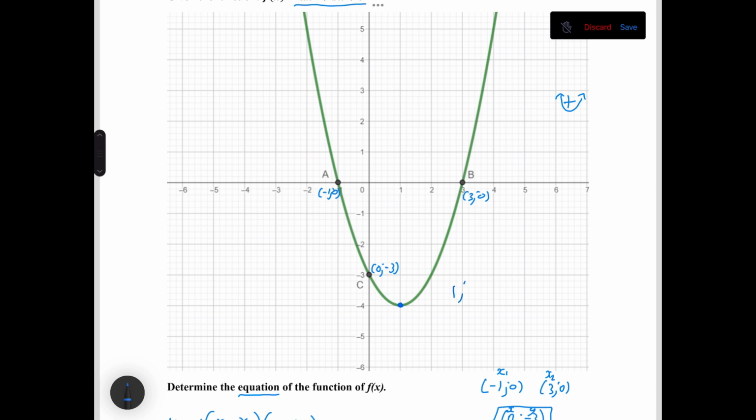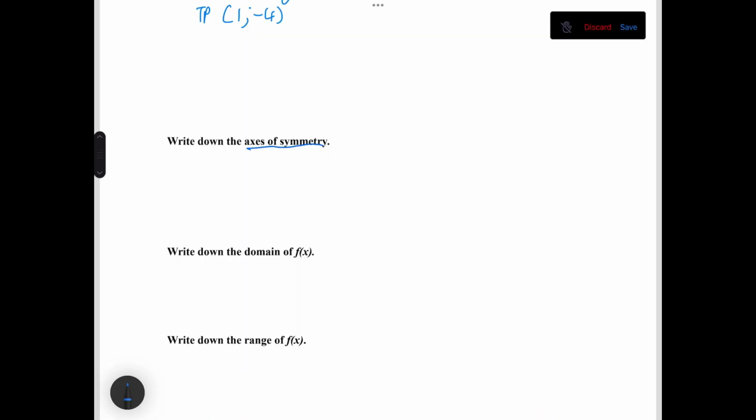And there we go. And so you can see there it's 1 and negative 4. Okay. The axis of symmetry, where a line cuts the graph into two equal halves.